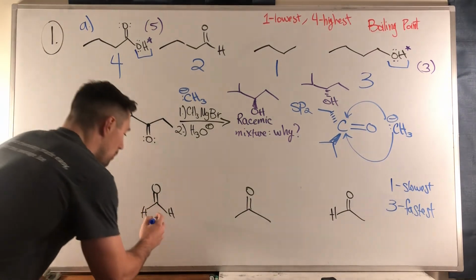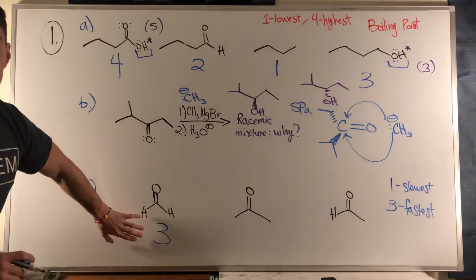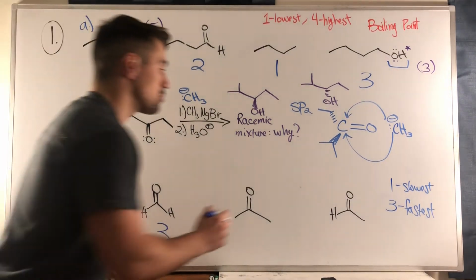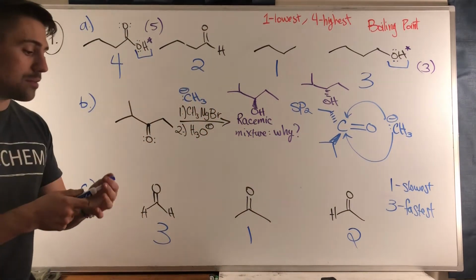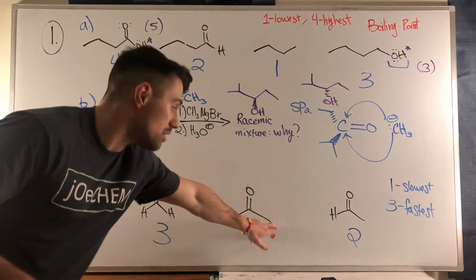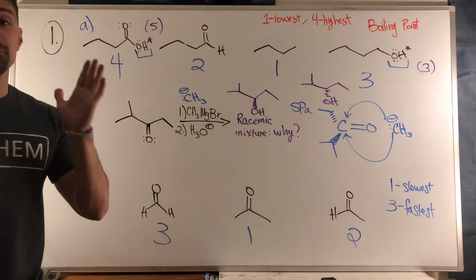So you go by the least substitutedness. This will absolutely react the fastest with a strong nucleophile. This will come in second, and this will react a little bit more slowly. Of course, if we had giant groups like T-butyls off of here or here, that would really slow things down. Okay, gang, that's problem 1.